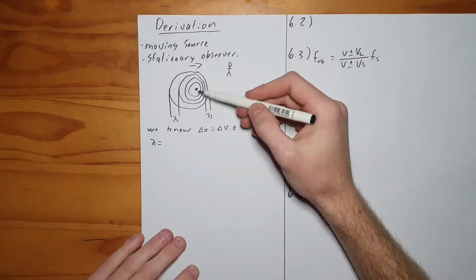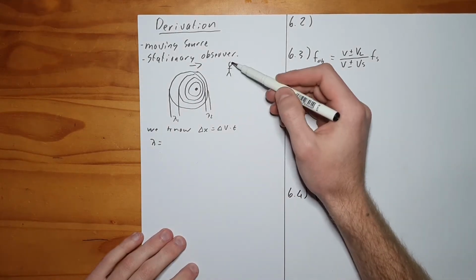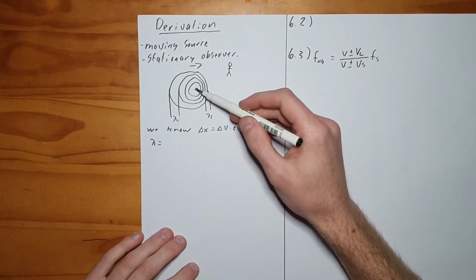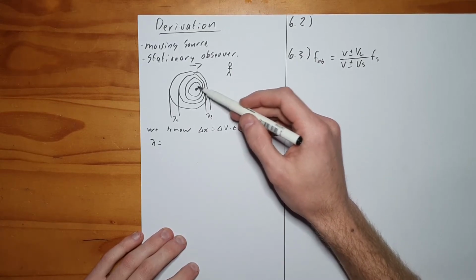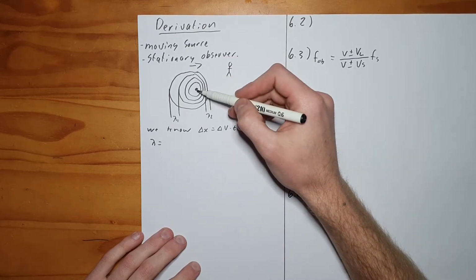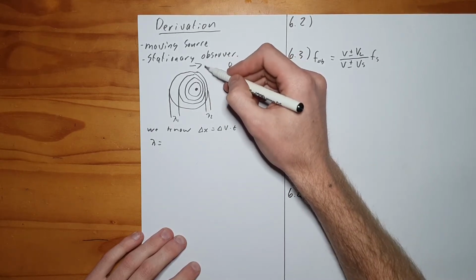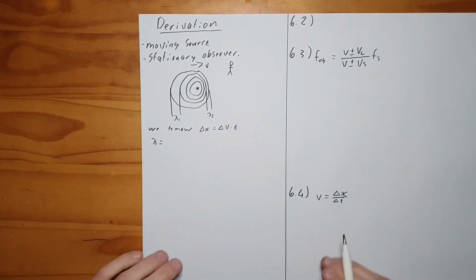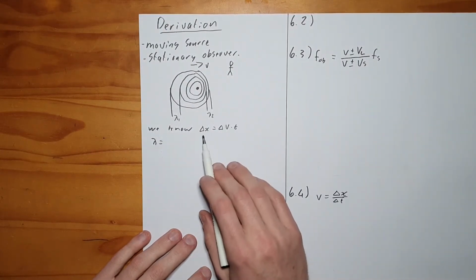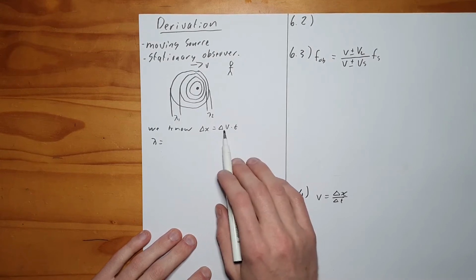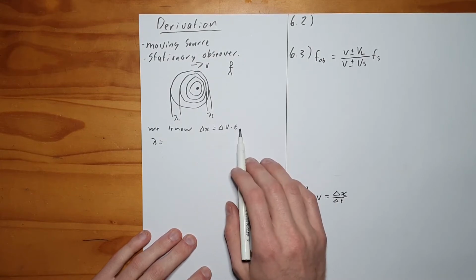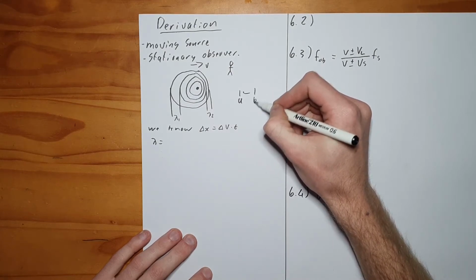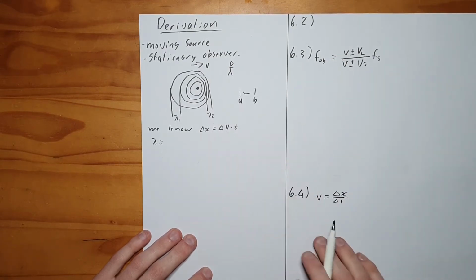Okay, so we have a moving source to the right. We have an observer that's stationary. And obviously now the source is emitting sound. But remember, the source is also moving to the right with its own velocity. So what do we know already? We know that the change in distance equals the velocity times the time, so any object moving from point A to point B, that's how we can describe the motion.